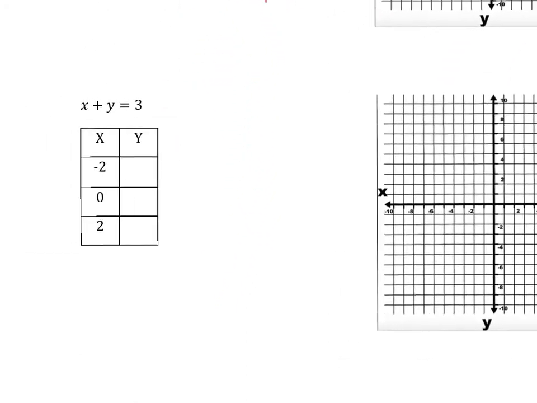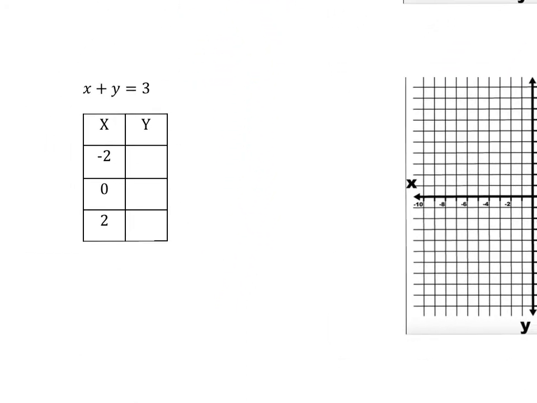All right, let's look at another example here. This one's a little bit easier because we don't have any coefficients with x and y. So we can just substitute our numbers in. We get -2 plus y equals 3. And then to solve for y, we want to add 2 to both sides. Those will cancel out. We'll get y is equal to 5 when x equals -2.